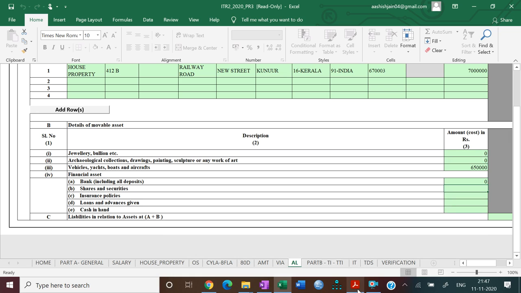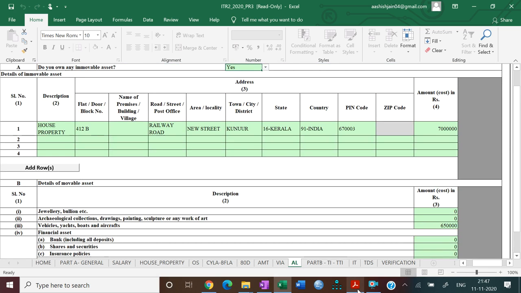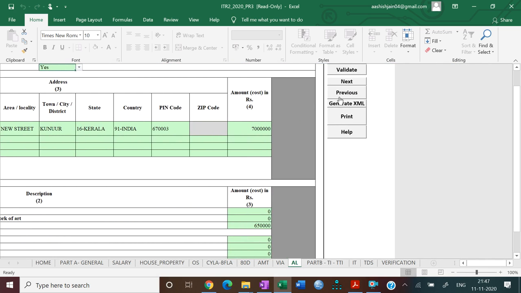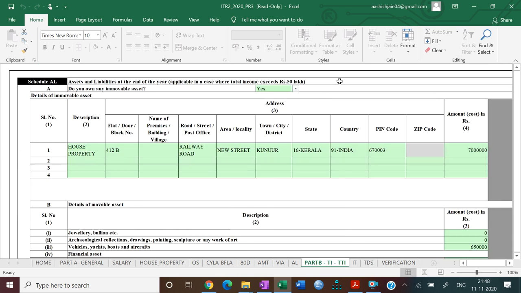bank no, nil, shares nil, loans and advances nil, cash in hand 2,03,000, and liabilities also 46,000. That's it. Now validate the sheet and then move to next.